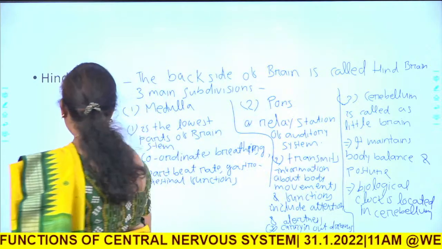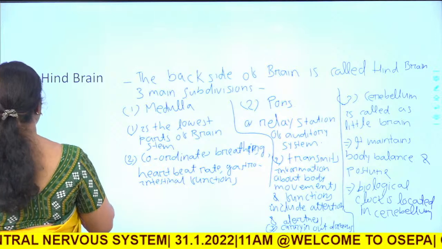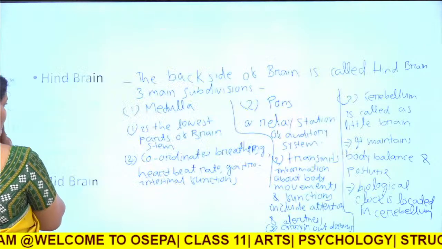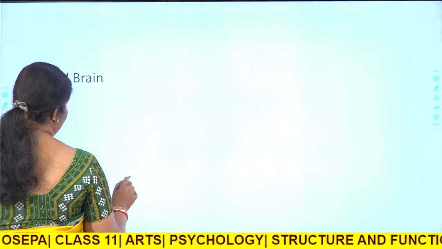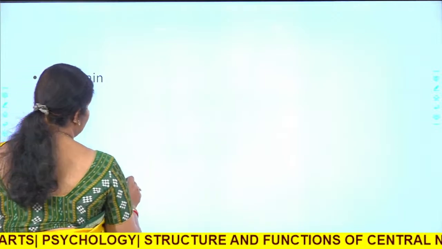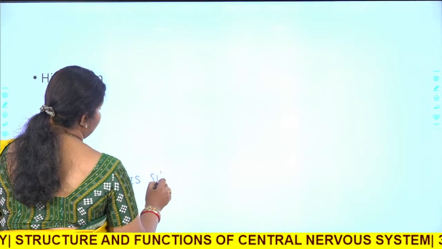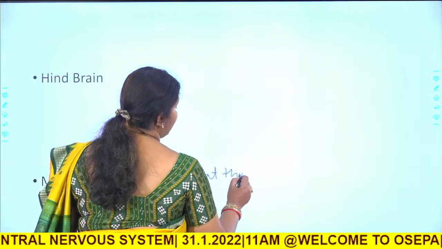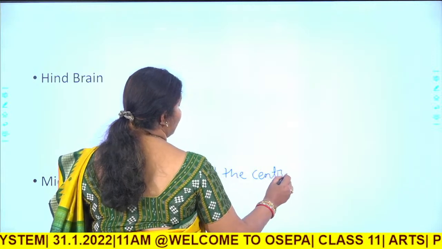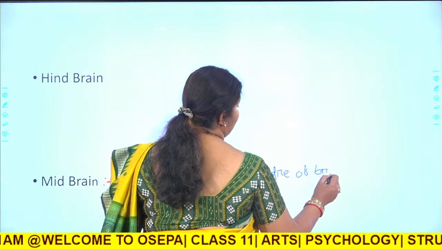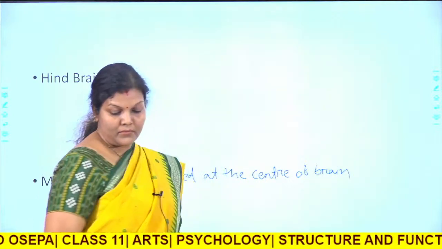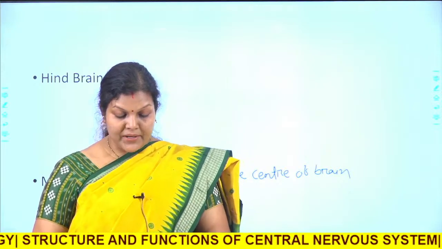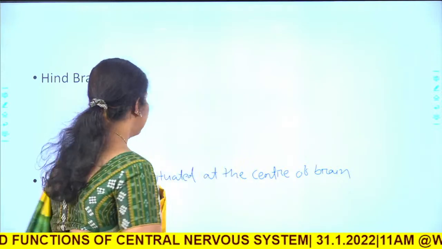First, the midbrain is situated at the center of the brain. It plays a specific role in visual and auditory activity.